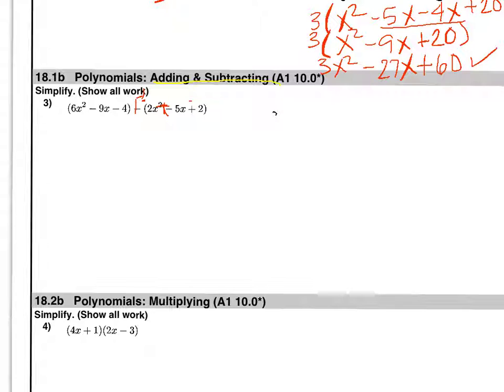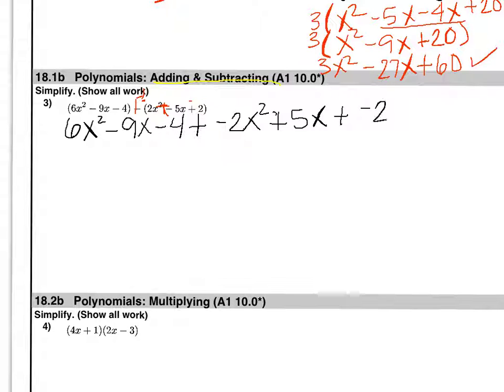So I'm going to rewrite it, make sure that I have all my ducks in a row and don't lose anything. So I'm going to have 6x squared minus 9x minus 4 plus a negative 2x squared plus a 5x plus a negative 2. Okay, and I'm just going to switch all my negatives to adding the opposite. And now I'm going to combine like terms.